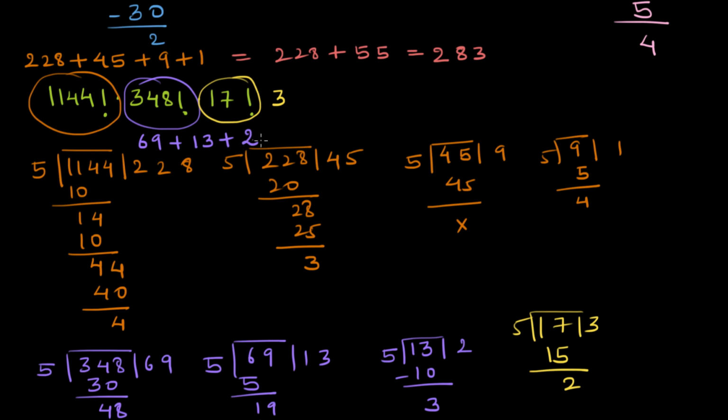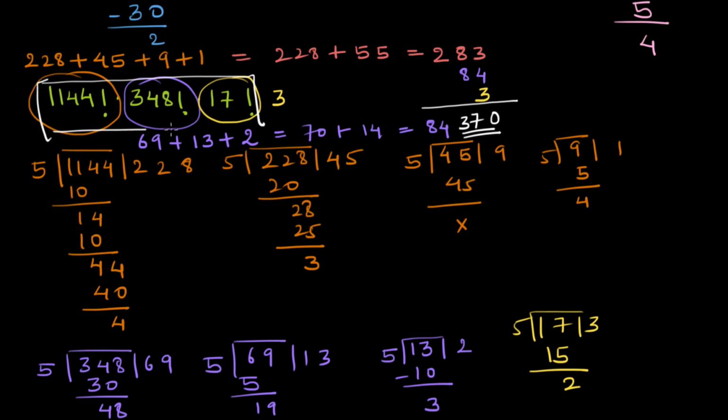This value here is equal to 69 plus 1 is 70 plus 13 plus 1 is 14. So this will give me 84 and plus 3. So 283 plus 84 plus 3. Now let us add them together to get the total sum. So 6 and 4, 10, 0, 16, 17, 1, 3, 370. Oh my god. So this total product here will have 370 zeros at the end of it.